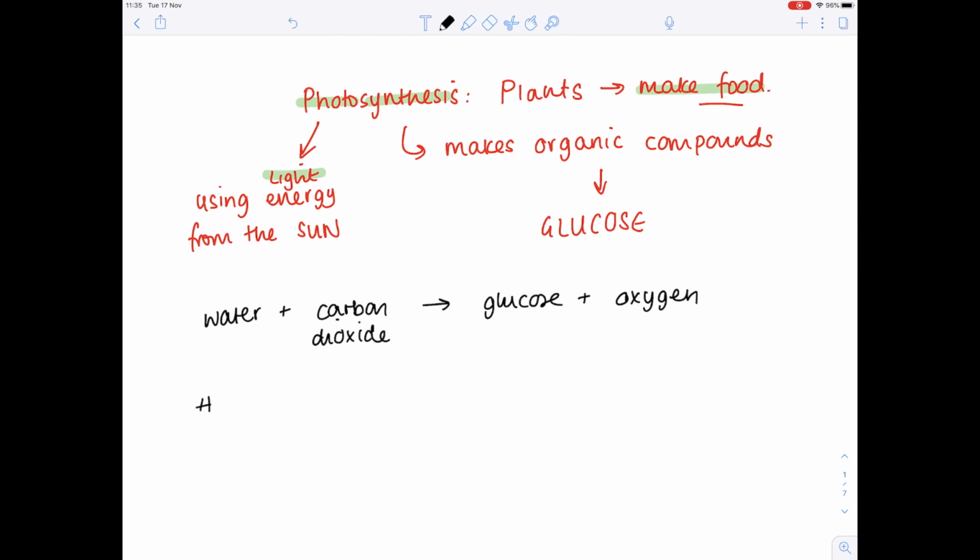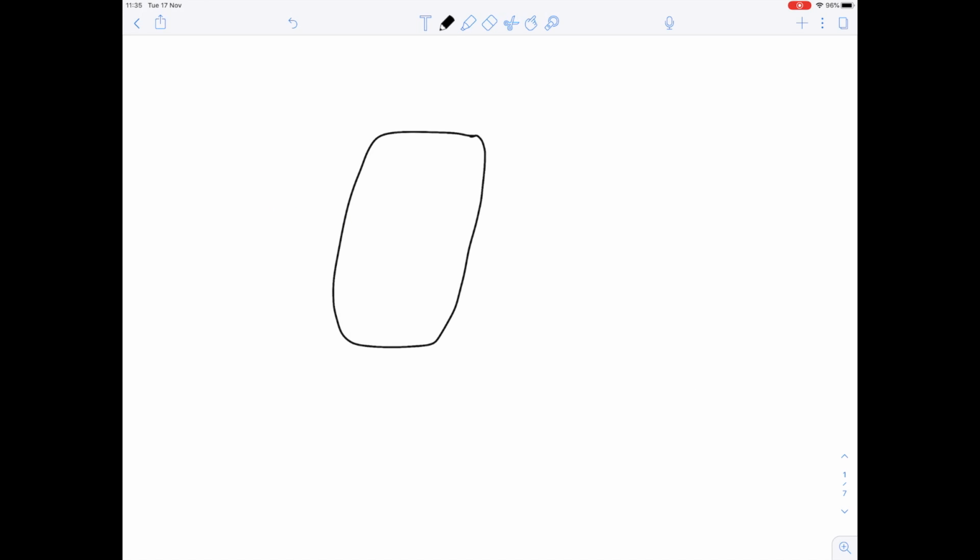Our balanced symbol equation is as follows. Glucose is a hexose sugar, it's made up of 6 carbons. Just balance it by using 6s. And now we're ready to really start looking in depth at photosynthesis and making this an A-level video as opposed to a GCSE video. So here's a generic plant cell.